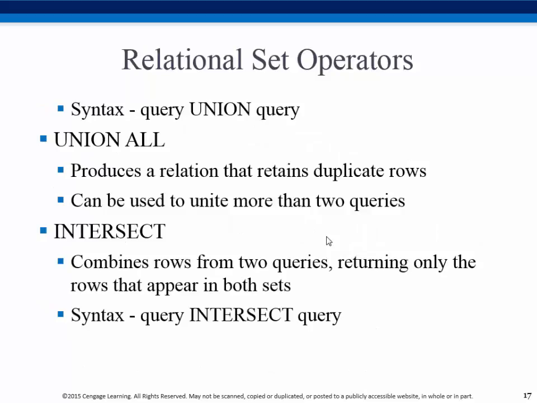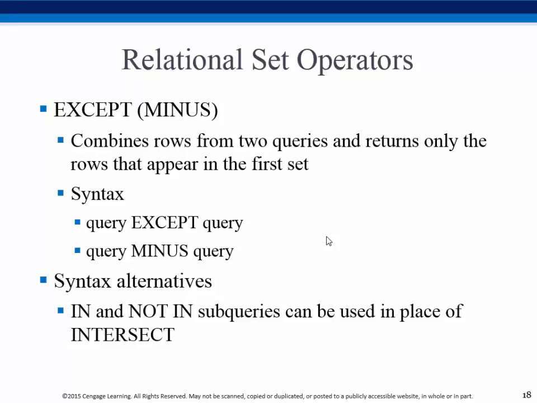All right, syntax for union queries. You have UNION ALL, which produces a relation that retains duplicate rows and can be used to unite more than two queries. You have INTERSECT, which combines rows from two queries, returning only the rows that appear in both sets. The syntax for that query is INTERSECT. You have EXCEPT (MINUS), which combines rows from two queries and returns only the rows that appear in the first set. The syntax is query EXCEPT query, or query MINUS query.